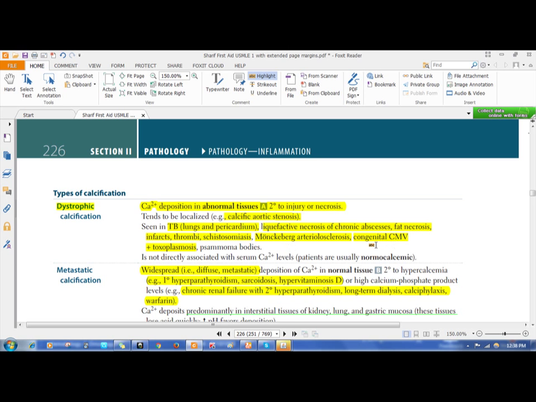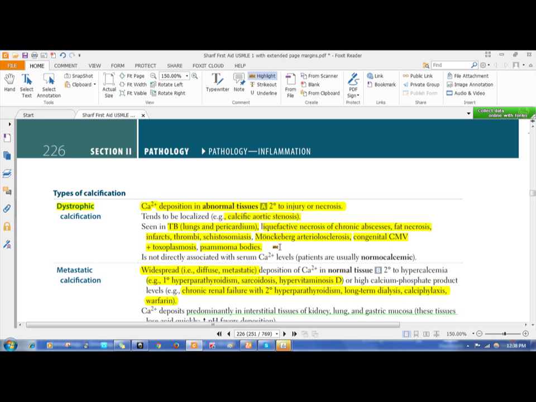And congenital cytomegalovirus infection and toxoplasmosis can also cause dystrophic calcification. Like in case of toxoplasmosis, you get calcification in the brain, and that is actually a classic feature of toxoplasmosis. And you can also get calcification in some tumors, and those are called psammoma bodies. You can get psammoma bodies in meningiomas, in papillary carcinoma of thyroid, and also in serous cystadenocarcinoma of the ovary.